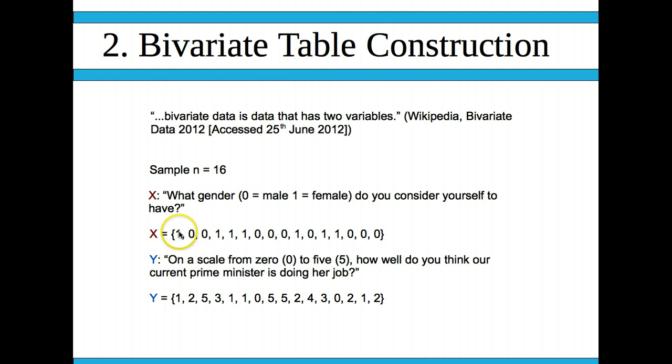So while our variables may be separate, they're still based on the same respondent. So this value here in x and this value here in y is linked to the same person. So that's what we're talking about when we talk about bivariate data. It's data that has more than one variable. In fact, it has two variables.